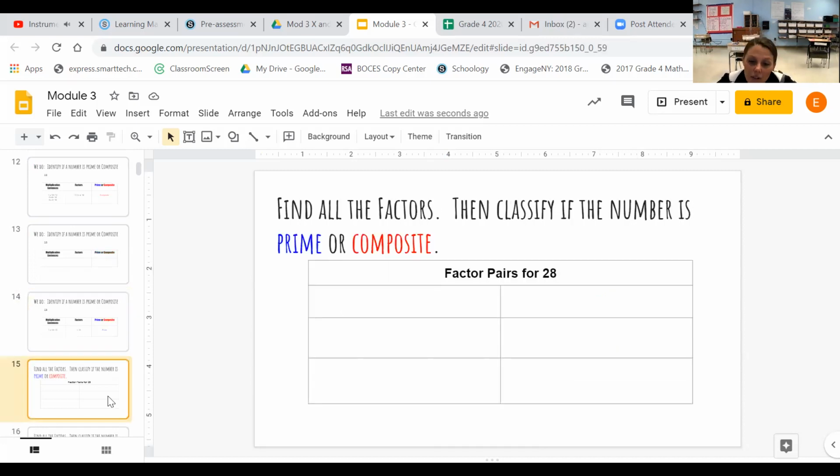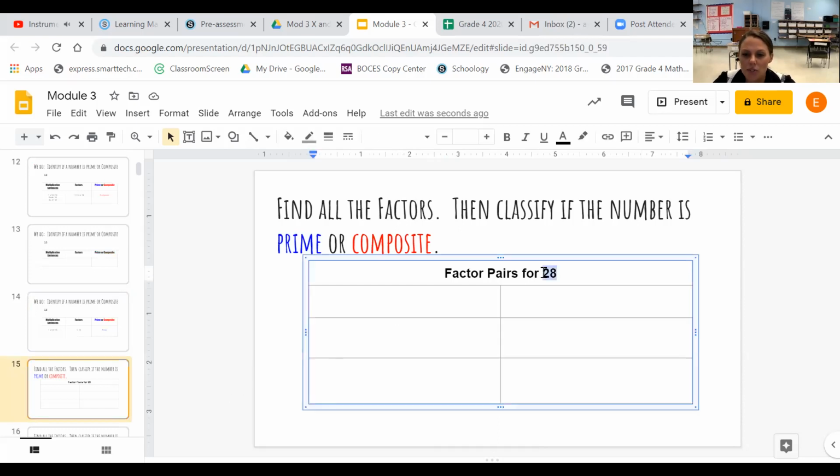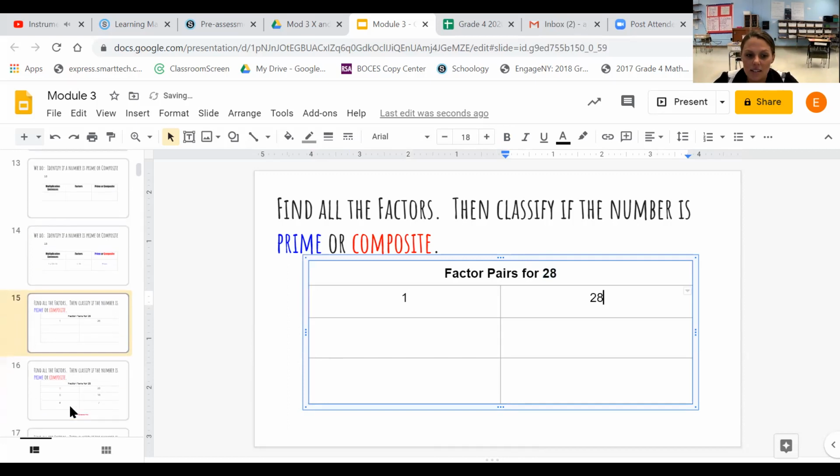Okay, so now let's go ahead and classify these numbers. The factor pairs for 28. So I'm trying to come up with ways to multiply to get to 28. First and foremost, before we do anything, I know 1 and 28 are going to get me 28, 1 and me. Let's try 2s. So try to see if you can skip count by 2s to get to 28. Go ahead, pause your video, and then double check with me.